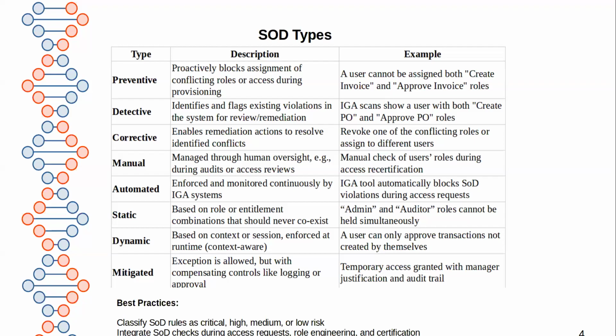The last one I have mentioned is mitigated. Exceptions are allowed, but with controls like logging and approvals, we should be able to mitigate. It is just temporary access granted with manager justification in the audit role. So though we know that there is a conflict, we are still giving you that permission for a specific time period. This is what mitigated SODs are.